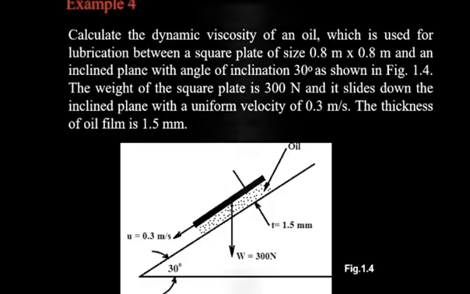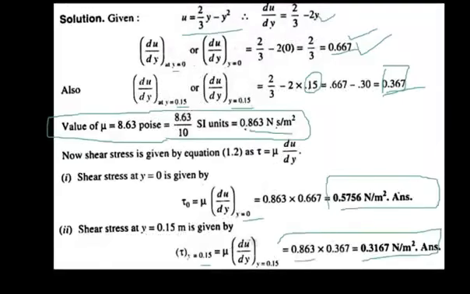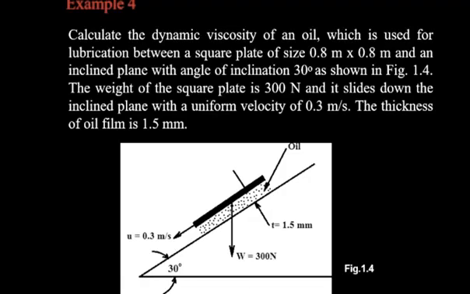So next example we'll see. Calculate the dynamic viscosity of an oil which is used for the lubrication between a square plate of size 0.8 meter into 0.8 meter and an inclined plane with an angle of inclination 30 degree as shown in the figure. The weight of the square plate is 300 Newton and it slides down the inclined plane with a uniform velocity of 0.3 meter per second. The thickness of the oil film is 1.5 mm.